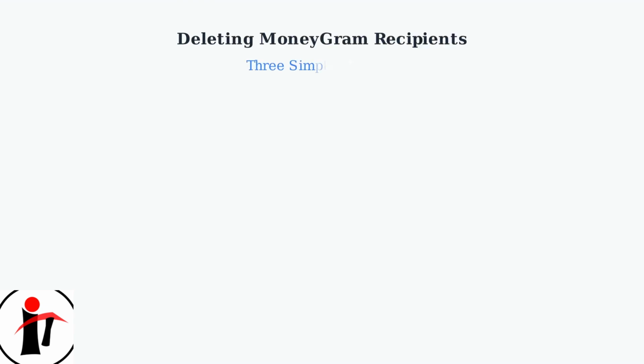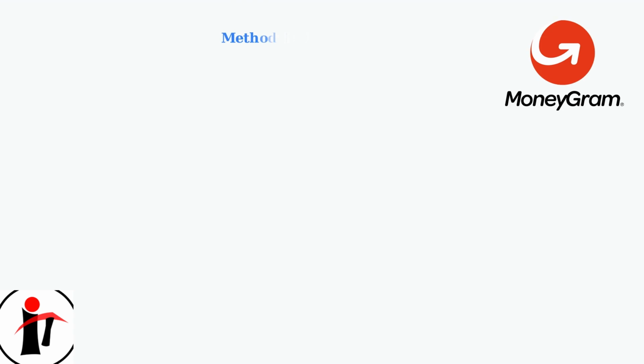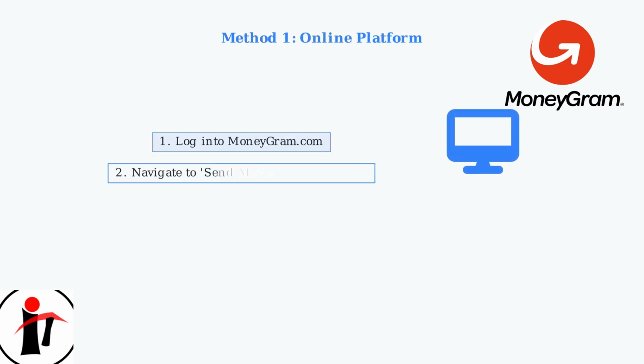MoneyGram allows you to save recipient information for faster transactions, but you may need to remove saved recipients for privacy or organizational reasons. Here are 3 simple methods to delete recipients from your MoneyGram account. The first method is through MoneyGram's online platform.